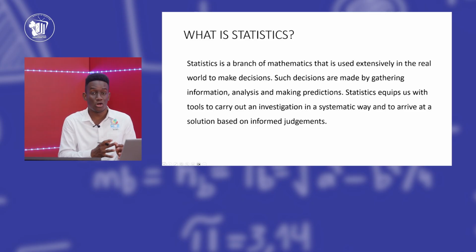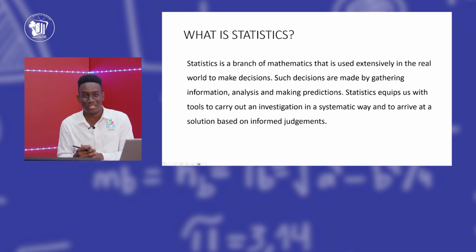based on informed judgments. One of the most realistic ways to see how statistics was applied was when we had the COVID-19 pandemic. Statistics was used to determine how to get us out of the pandemic. And as you can see, we are safely out.